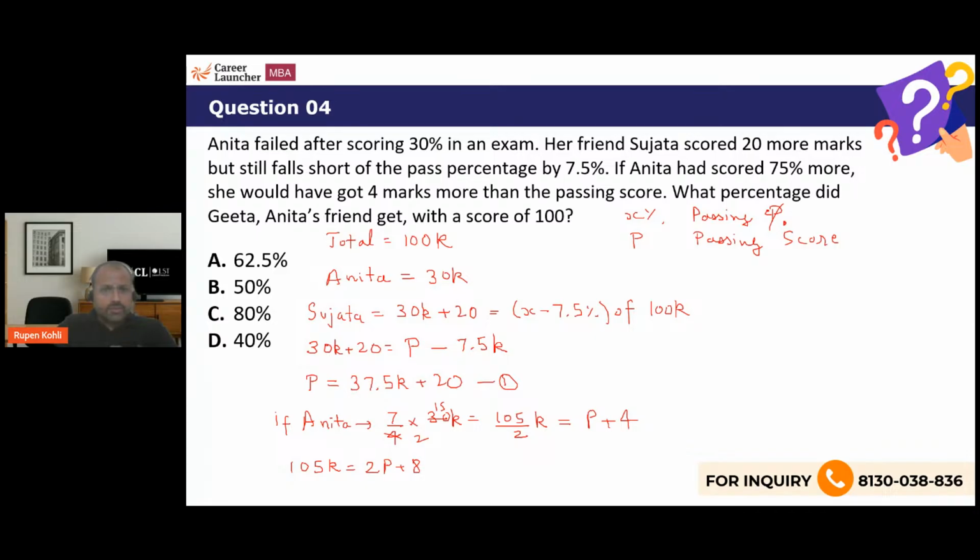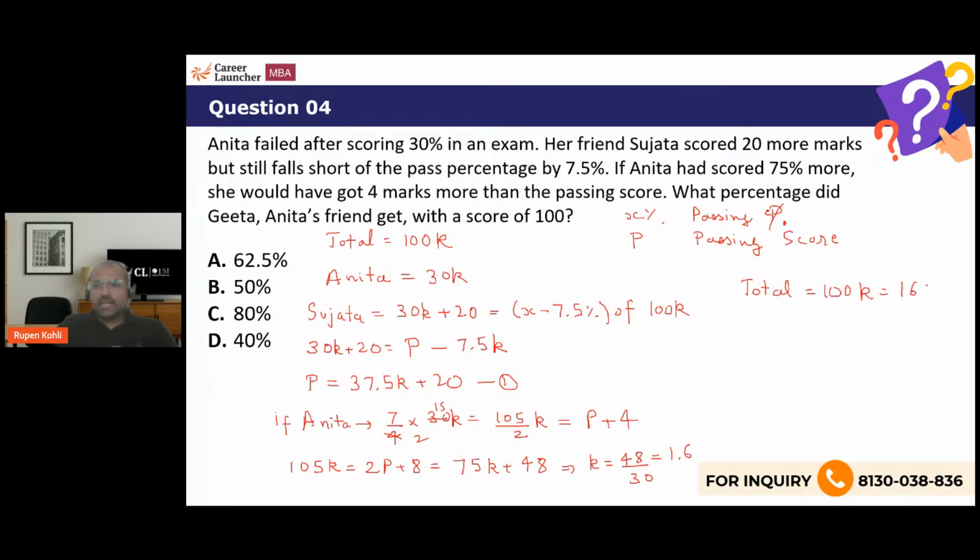Let's substitute p as this expression from the first equation over here. So this becomes twice of this, 37.5 into 2, 75k, plus 40 plus 8, so 48. 105k is 75k plus 48. 30k is 48. K is turning out to be 48 by 30 or 1.6. So therefore, I think we have our answer: our total marks are 100k, which is 160.